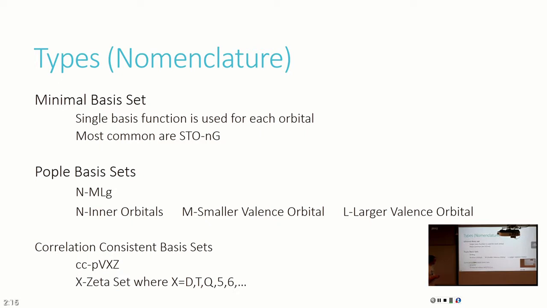And then, thirdly, we have the correlation-consistent basis sets, cc-pVXZ, where X can be D, T, Q, 5, 6. This is correlation-consistent polarized valence X zeta. And X zeta is something that I neglected to mention earlier. If I understood it correctly, zeta is how many terms you actually have, like how many basis functions you actually use for any particular orbital. So D would be double, T would be triple, Q would be quadruple, 5, 6, etc.